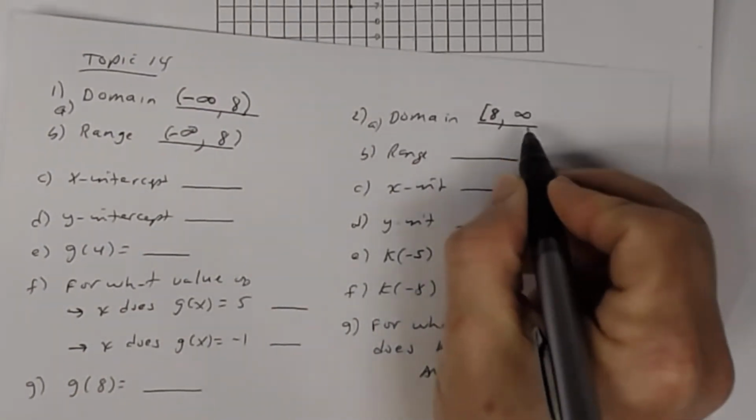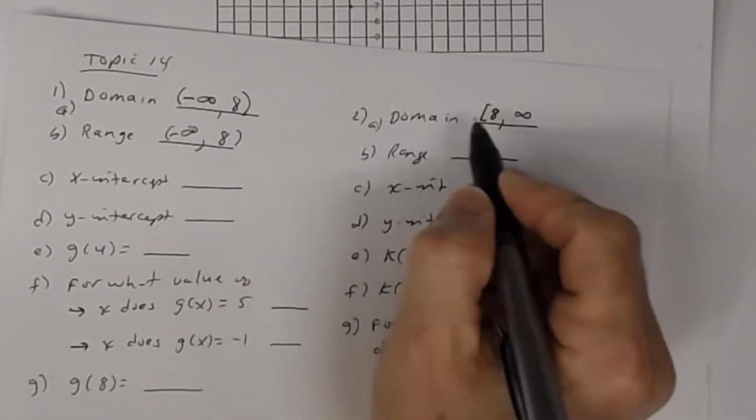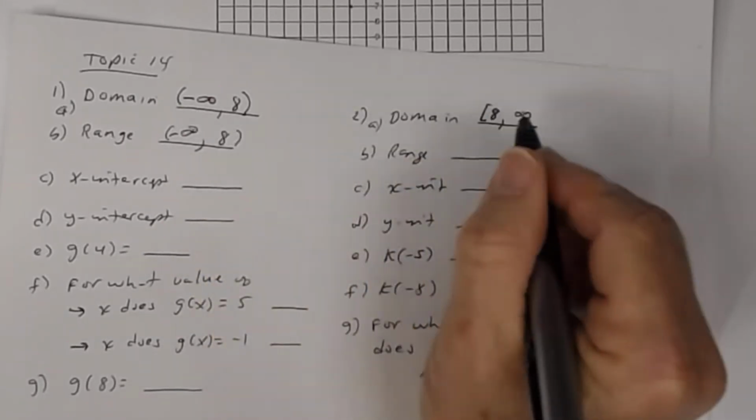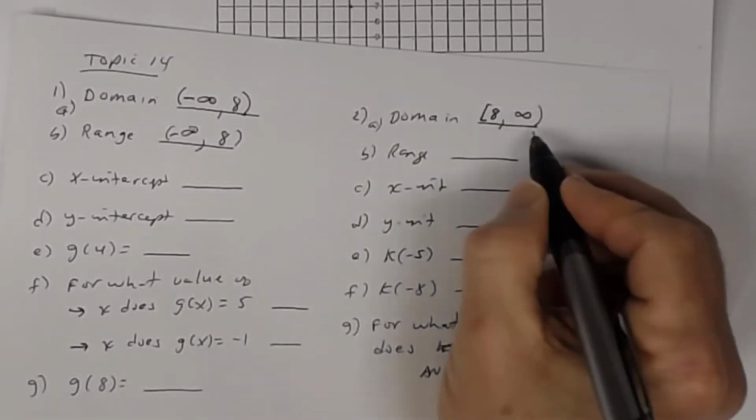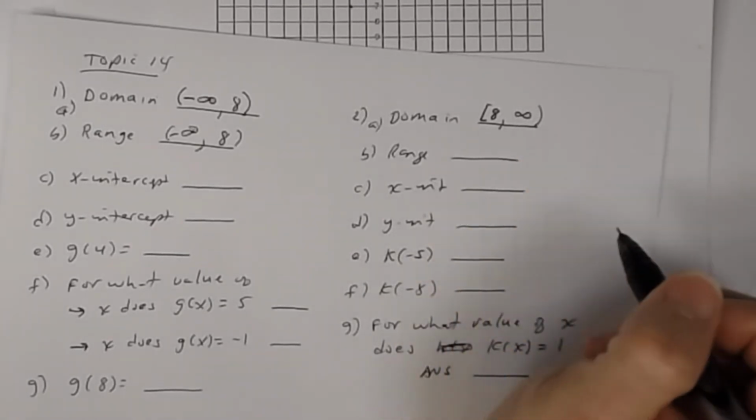Now remember, whenever you have infinity or negative infinity in your domain and range, you will always use parentheses. Never use brackets with it. It's always parentheses. All right, let's talk about the range now.